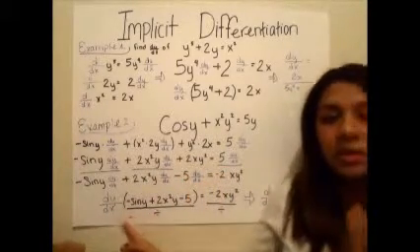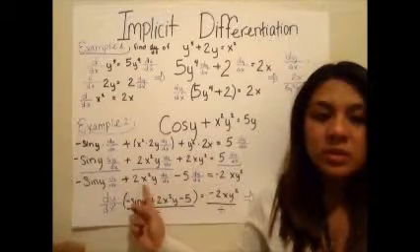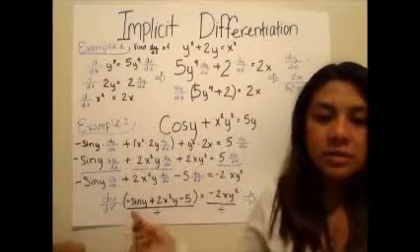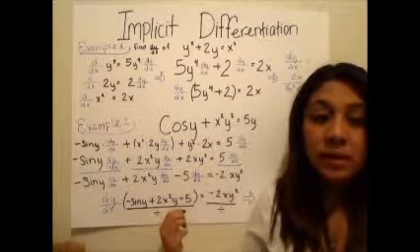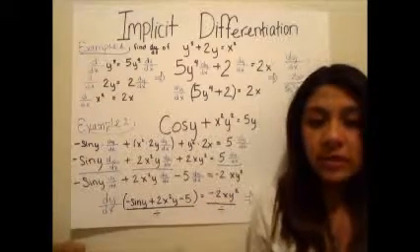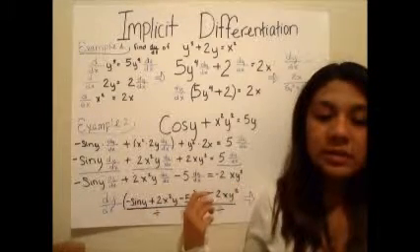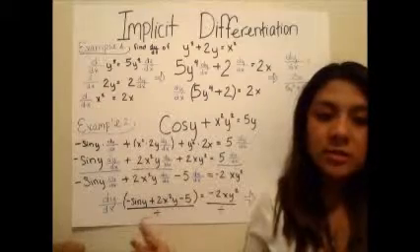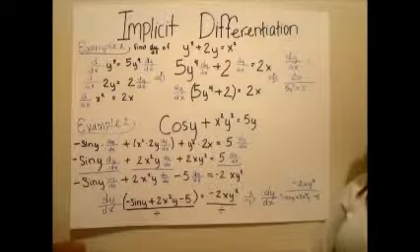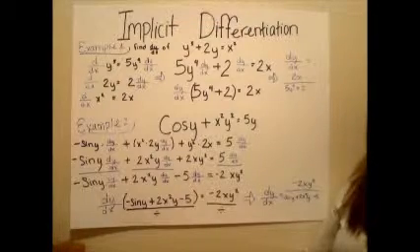And then, once again, you can factor dy over dx because all of these terms have dy over dx, so we're going to factor it out. And you're left with negative sine y plus 2x squared y minus 5 equals negative 2xy squared. And you're going to divide on this side and divide on this side. So this cancels here.